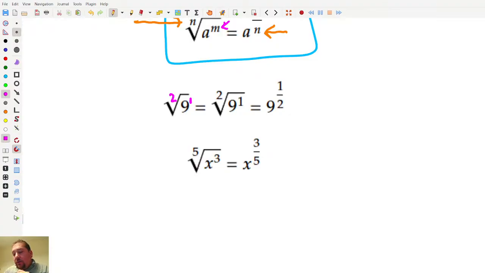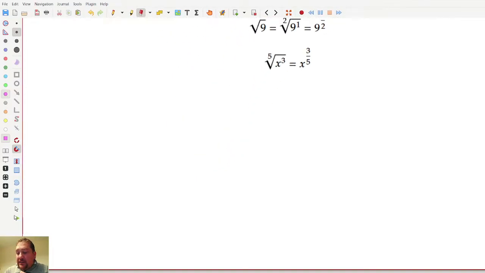Another example, the fifth root of x cubed. My index is 5. The inside exponent is 3. That becomes my numerator. Did I just say that wrong? My index becomes my denominator. The 3 becomes the numerator. Anyways, it was written correctly. And x becomes the base. So your final answer is x to the 3/5. The fifth root of x cubed is the same as x to the 3/5.